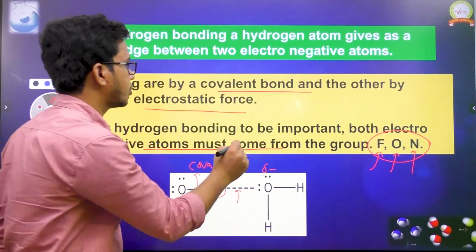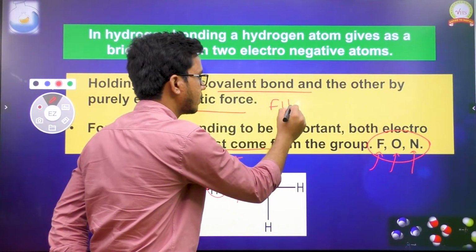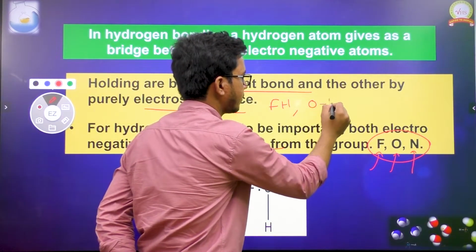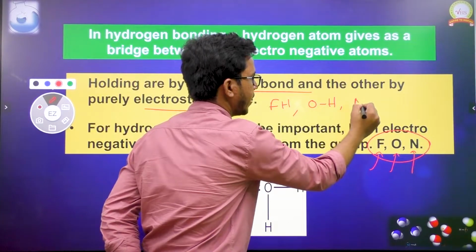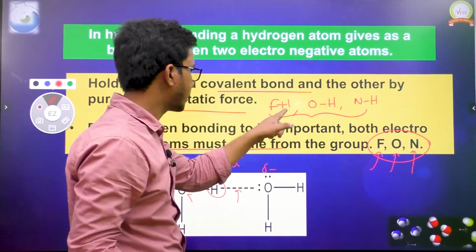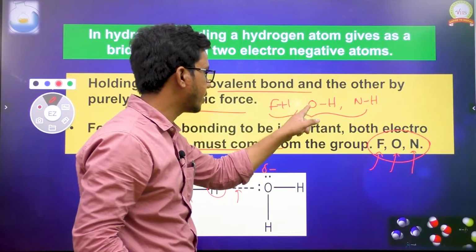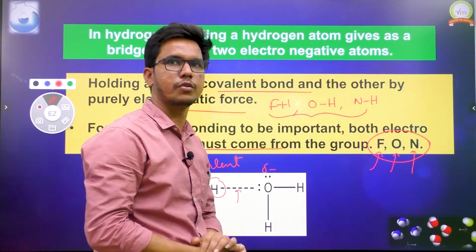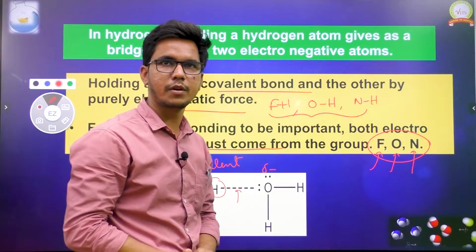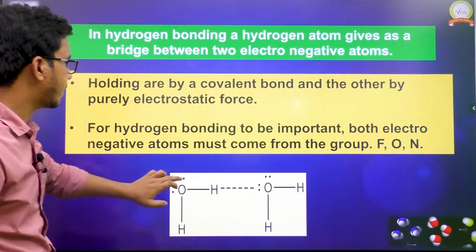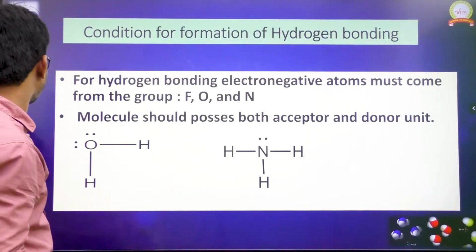Means hydrogen should be connected with fluorine, or hydrogen should be connected with oxygen, or hydrogen should be connected with nitrogen. Any of these three bonds should be there. In these cases only, mostly, we will be seeing hydrogen bonding. Okay, remember this point. Then let us get into the next slide here.